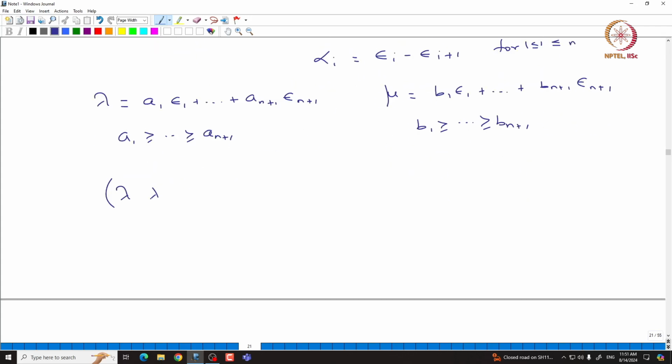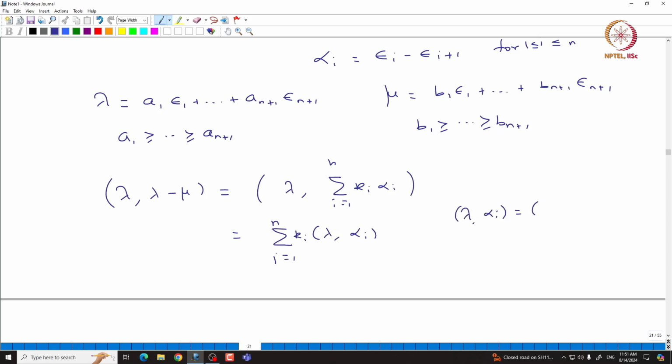Look at lambda inner product with lambda minus mu. So, this is going to be lambda comma the summation of k_i alpha_i, i ranging from 1 to n. Then if you take it out, it is the summation of k_i times the inner product of lambda with alpha_i, where i ranges from 1 to n. Now, note that lambda alpha_i is going to be lambda, epsilon_i minus epsilon_(i+1). So, this is exactly a_i minus a_(i+1), which is a non-negative number. So, that means this summation must be a non-negative number.